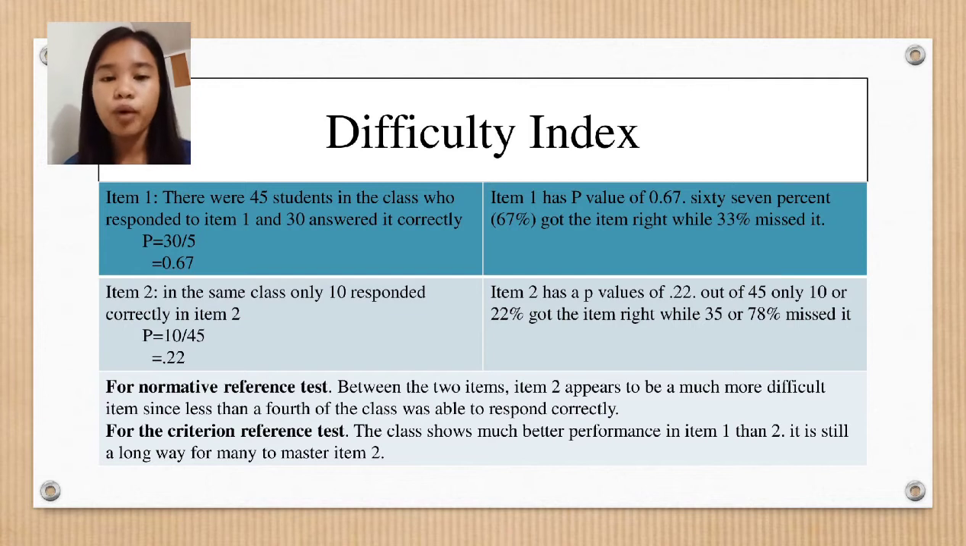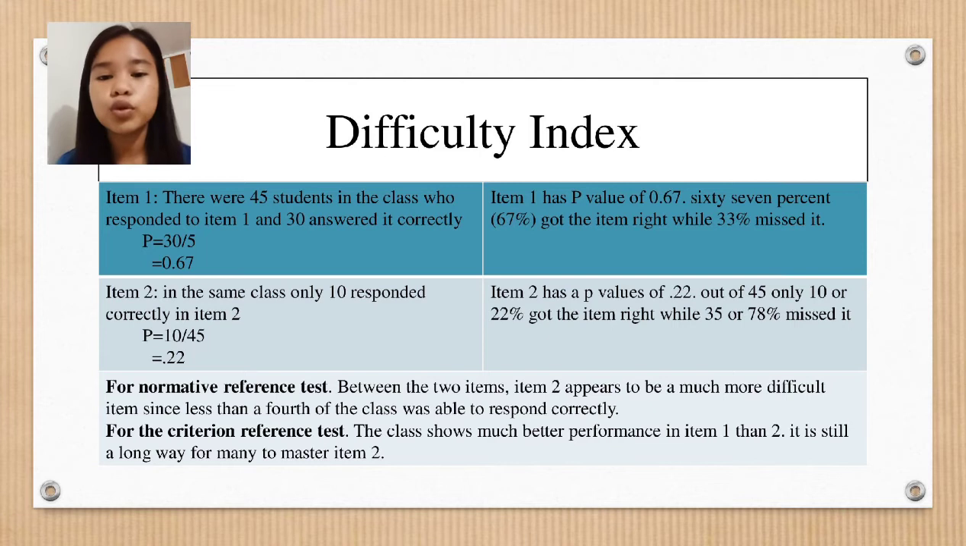For item number 1, there were 45 students in the class who responded to item 1 and 30 answered it correctly. So we will use the formula P is equal to R over T. P is equal to 30 over 45. The result is 0.67. So item 1 has a p-value of 0.67. 67% got the item right, while 33% missed it.